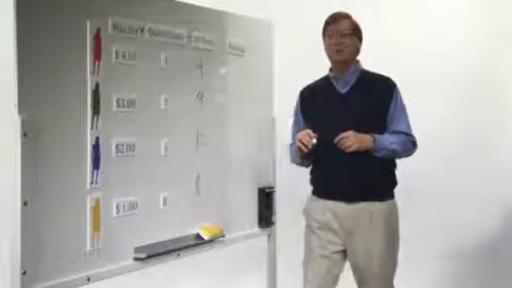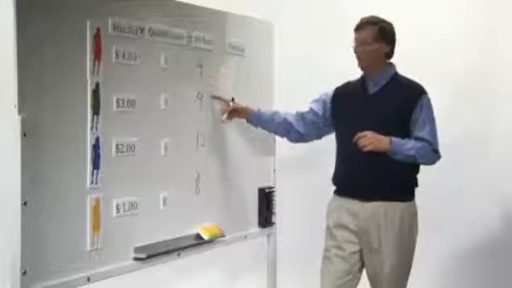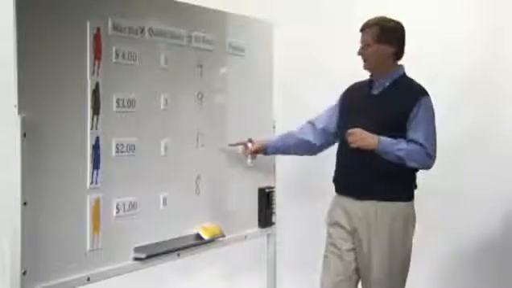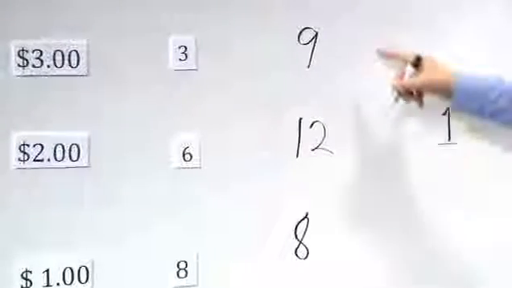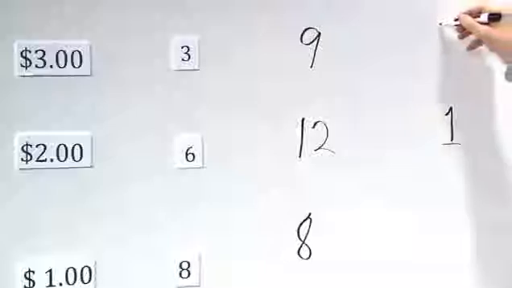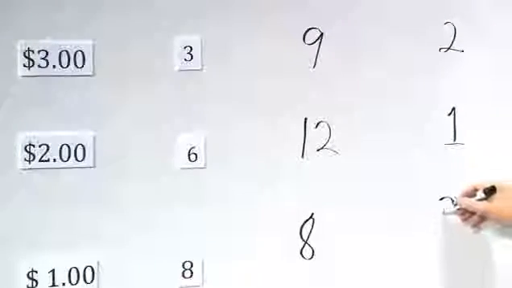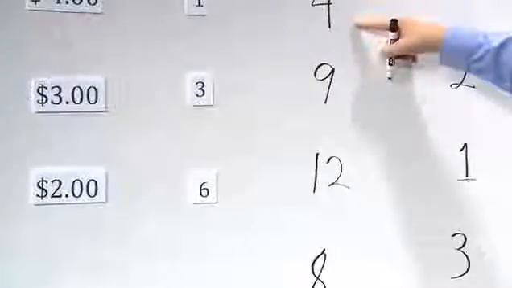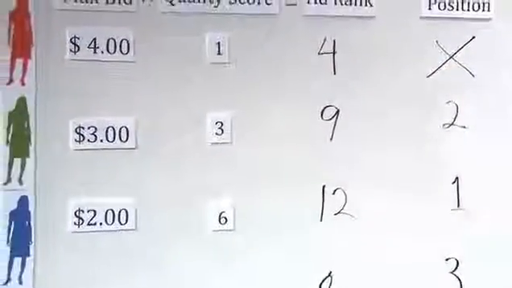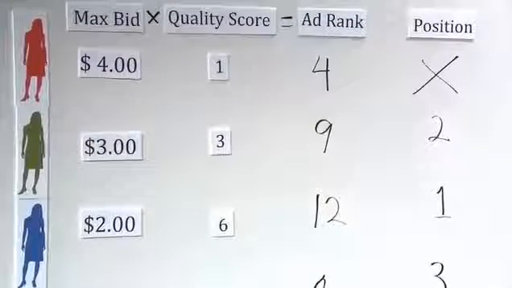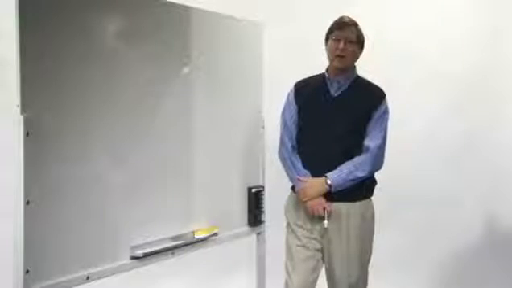And then what we do is we rank the ads by the ad rank. So the best performing ad here is 12. Second best is this ad at 9. Third best is this ad. Then up here, the advertiser bidding 4 has such a low quality that it doesn't get shown at all. So now we know how the ads are ranked.